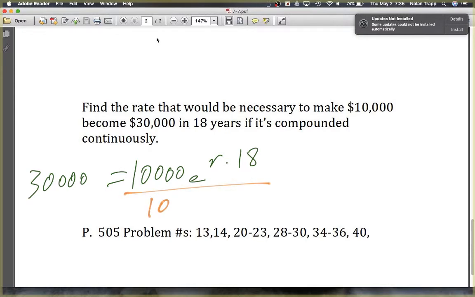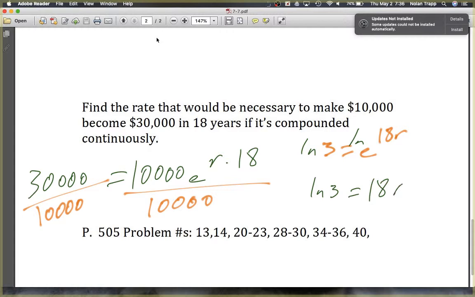You always start by dividing that first number off, which hopefully you can all do that math in your head and get 3. Then once again, to get rid of the e, we do ln. So I have ln of 3 equals 18r. And I'll just do my division all at the same time. So all I need to do is type in my calculator, ln of 3, make sure you end your parentheses, and divide that by 18. So ln 3 divided by 18 gets me an interest rate.